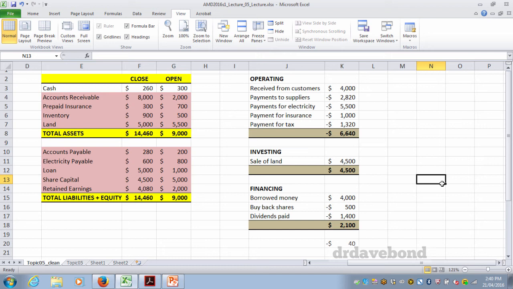So we've gone through a really long-winded process to come out with that minus $40, which is what we're after, which is good. It's always nice when things work out.